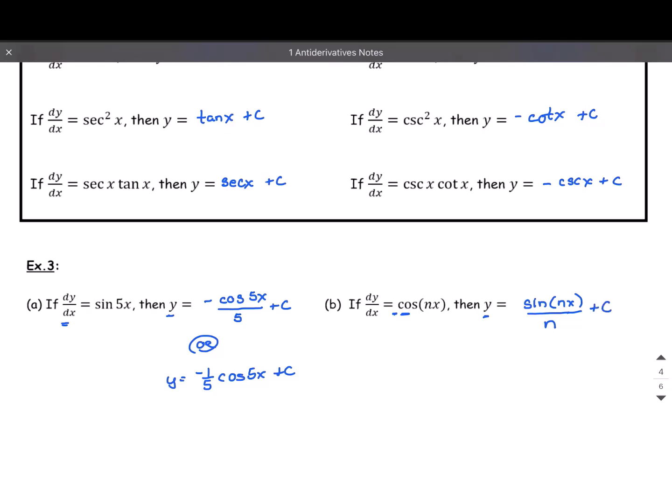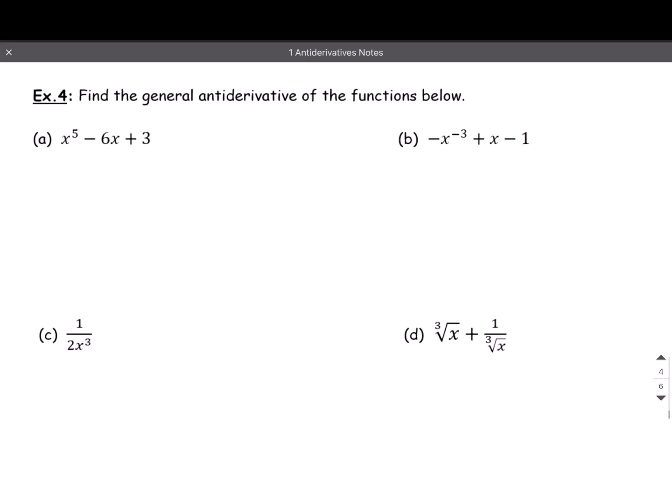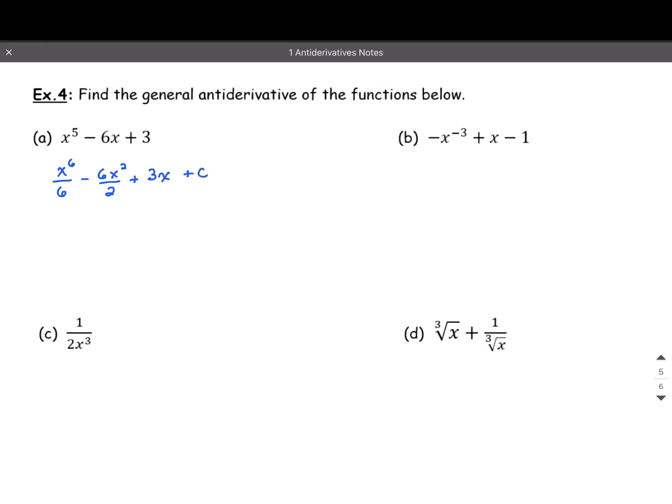There we go. All right, just a couple more problems to try. We're going to find the general antiderivative of the functions below. So the first one, x to the 5th minus 6x plus 3. So x to the 5th, we add 1 to the exponent, so it's 6, divide by that new exponent. Minus 6x, add 1 to that exponent, so it's squared, divide by that new exponent. Plus, now we just have a constant 3, so that must have been 3x. Don't forget your plus c.